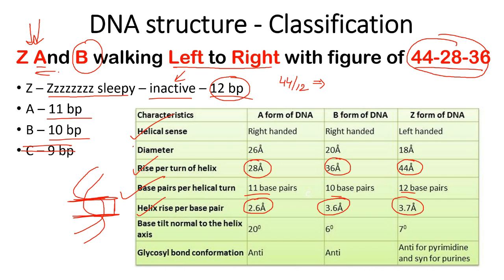One more thing I should say is that Z is very thin among these three. In terms of diameter, Z is the thinnest, A is the biggest, and B is intermediate. Z is 18 angstrom in diameter, A is 26 angstrom, the thickest, and B is intermediate at 20 angstrom. This is not present in the mnemonic, but you can easily derive it. That gives you five important properties to remember with only one sentence.